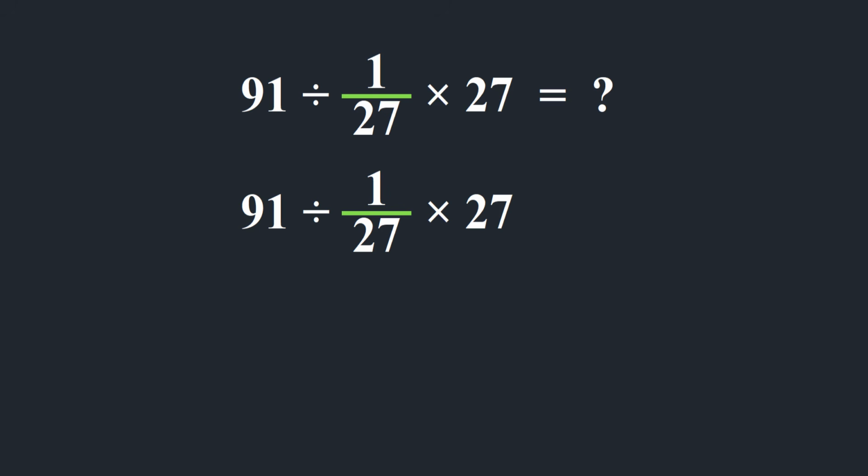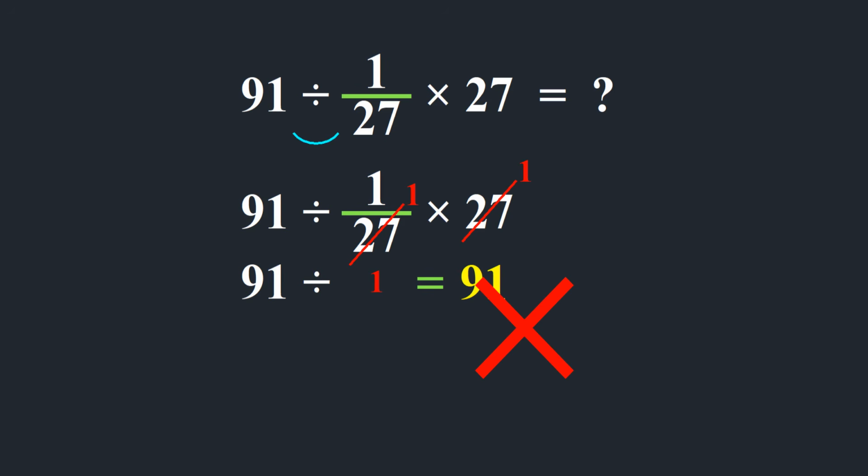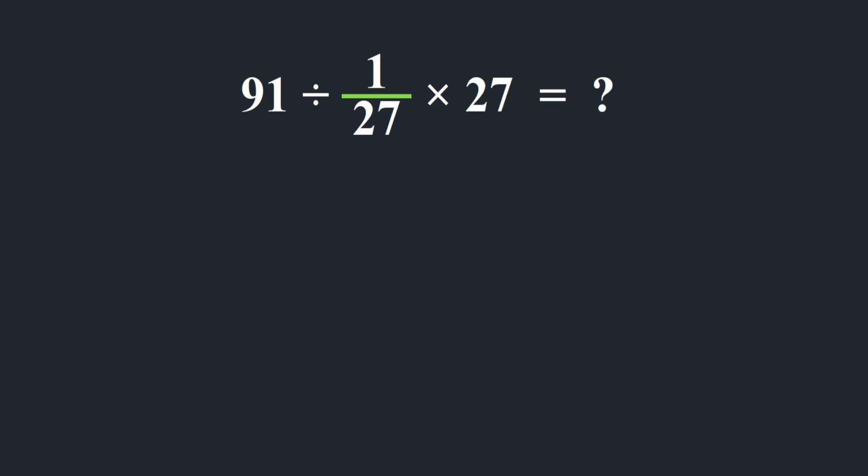We have 27 divided by 27, which equals 1. So here we have just 1. And 91 divided by 1 equals 91. But this answer is not correct because according to the order of operations, we have to do this division first, not this multiplication. So let's start the correct solution.